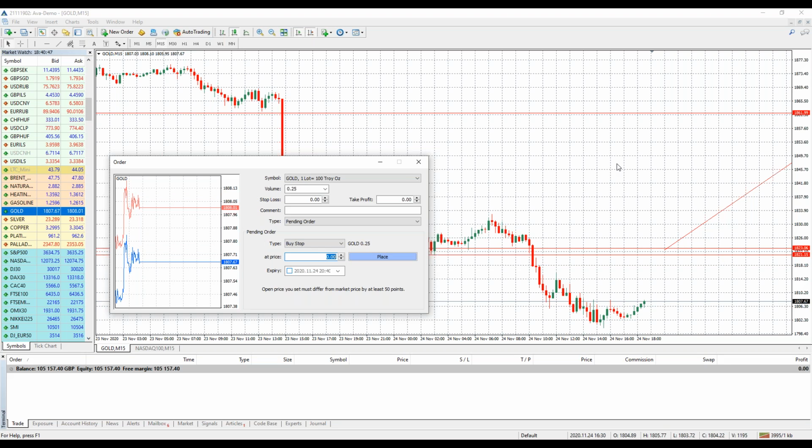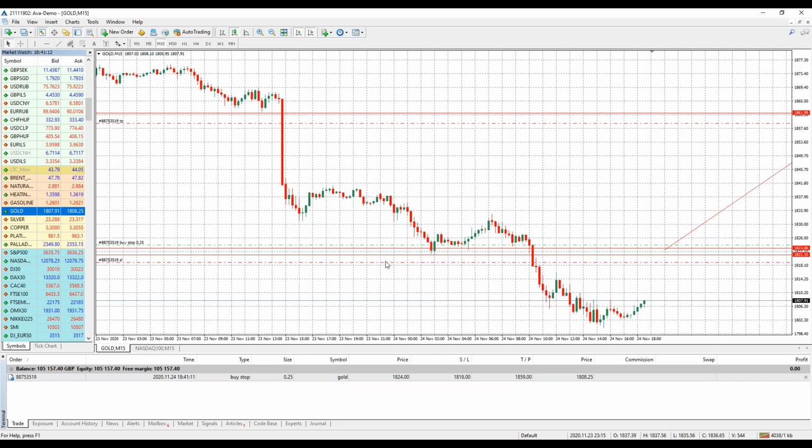Okay, if it reaches 1825 or 1824, then I want to buy, and I might say my stop loss is down at 1819, and my take profit is up here before that resistance around 1859. Okay, there's my pending order. Pick your trade size, commensurate with your level of risk tolerance and your balance, and there we are.